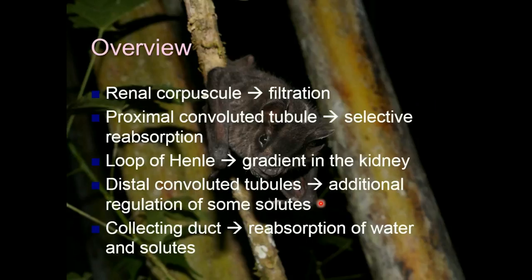Alright, so as an overview, in the renal corpuscle, filtration is going to take place. In the proximal convoluted tubule, we have selective reabsorption. Things such as glucose that we don't want to lose through the urine are going to be reabsorbed. The same holds true for many amino acids and salts. The loop of Henle is important to establish a gradient in the kidney, as I'm going to explain shortly. The distal convoluted tubules are the site of additional regulation of several solutes. And then finally the collecting duct, where reabsorption of water and solutes may still occur. I'm going to talk about each one of these components of the nephron and what actually happens there.